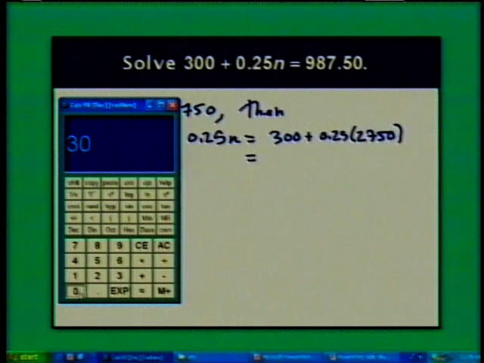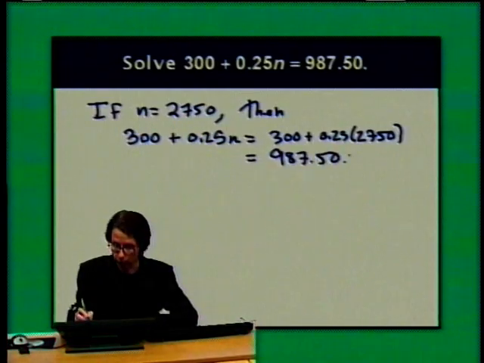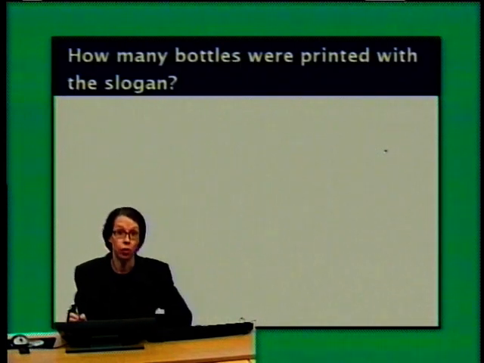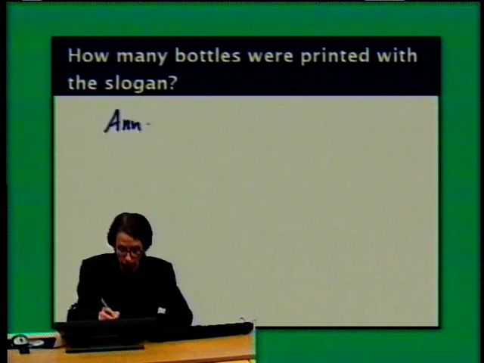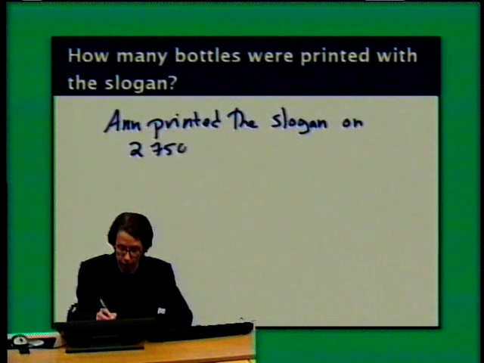So I have 300 plus 0.25 times 2,750, and there's my $987.50. So my solution checks. And now I can answer the question, how many water bottles were printed with the slogan? Anne printed the slogan on 2,750 water bottles.